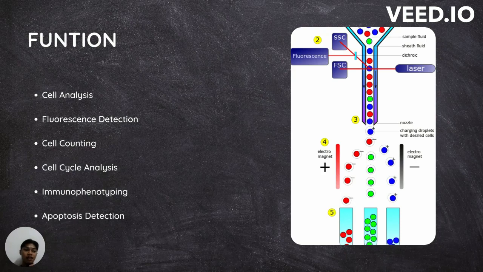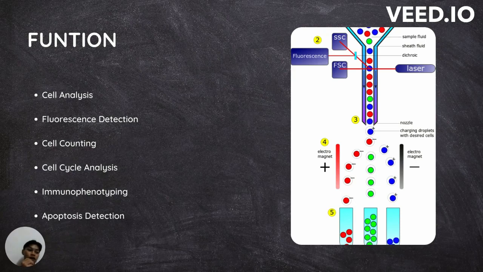Fourth is cell cycle analysis. Flow cytometry can be used to analyze the distribution of cells in different phases of the cell cycle, providing insight into cell proliferation. And fifth is immunophenotyping. This technique is commonly used in immunology to identify characteristic cell populations based on their surface markers. It helps researchers distinguish between different cell types within a heterogeneous population.